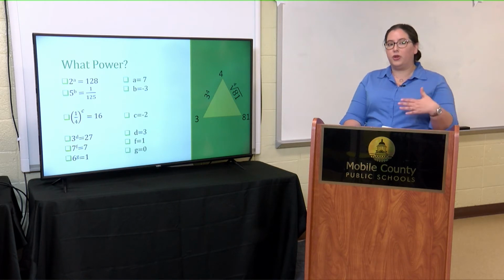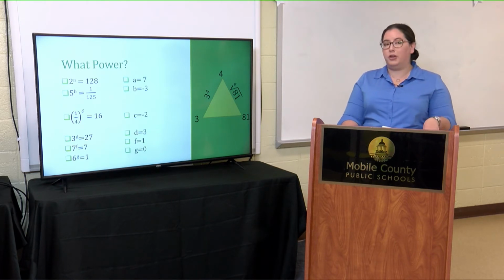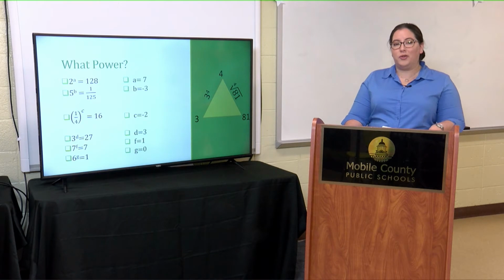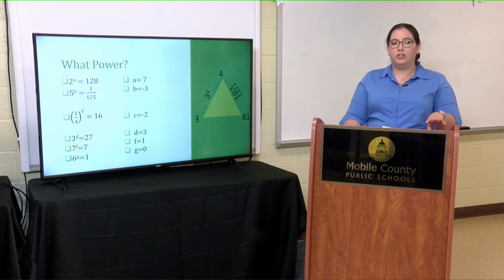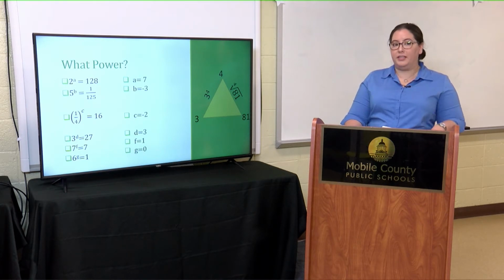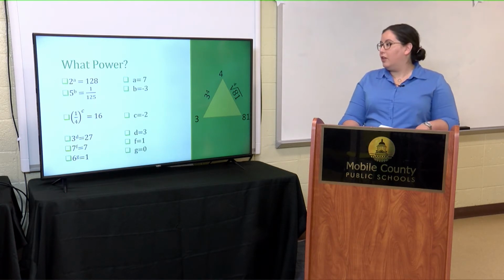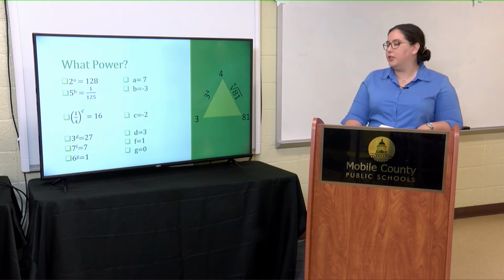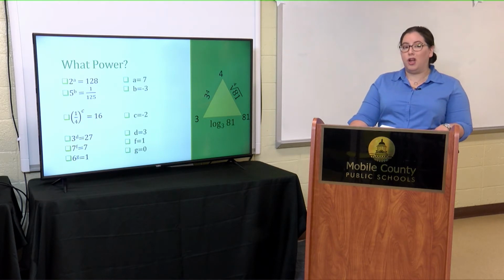So how do we show the relationship when we want to know the power? And this is where logarithms come in. We use logarithms as an operation to show that we're looking at the power between the base and what our answer would be in an exponential.